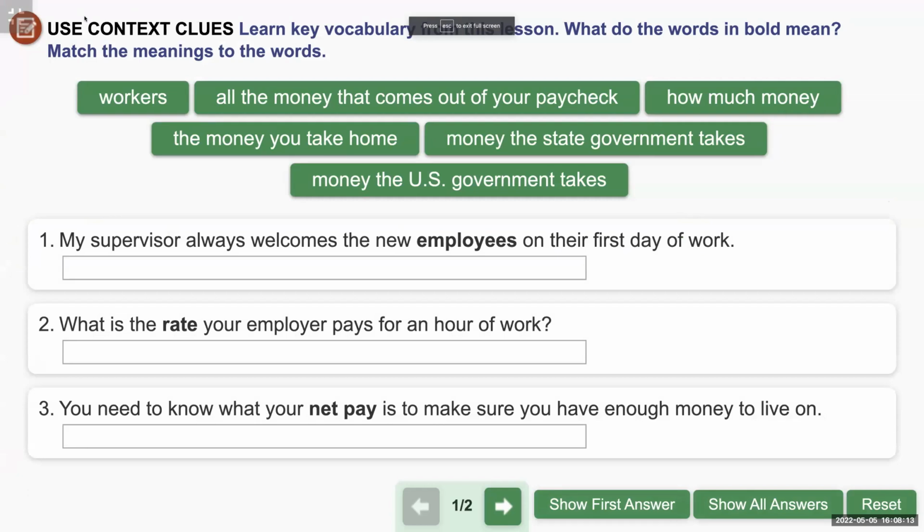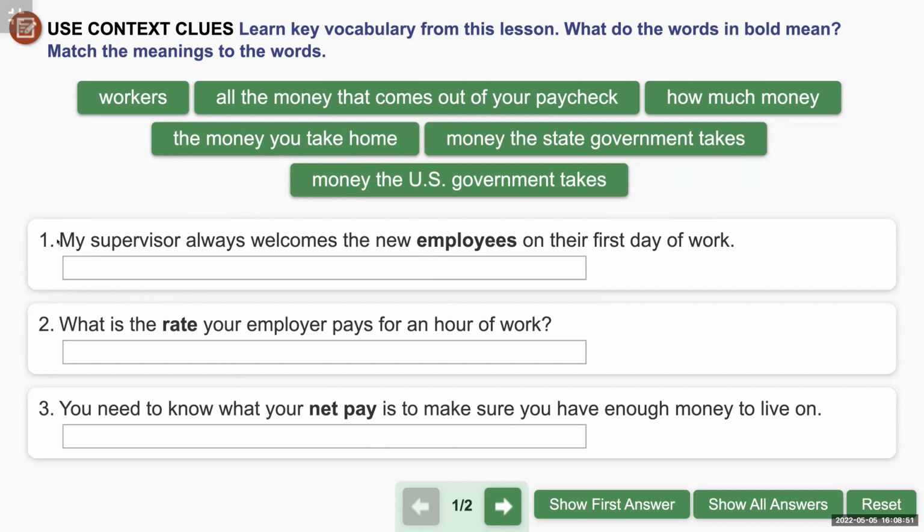And we have the following words. We have the word workers. We have all the money that comes out of your paycheck. We have how much money. We have the money you take home. We have money the state government takes. And we have money the US government takes. So looking at 1, 2, and 3, we see employees, we see rate, and then we see net pay. And all 3 words are darker. And in English, that means they're in bold.